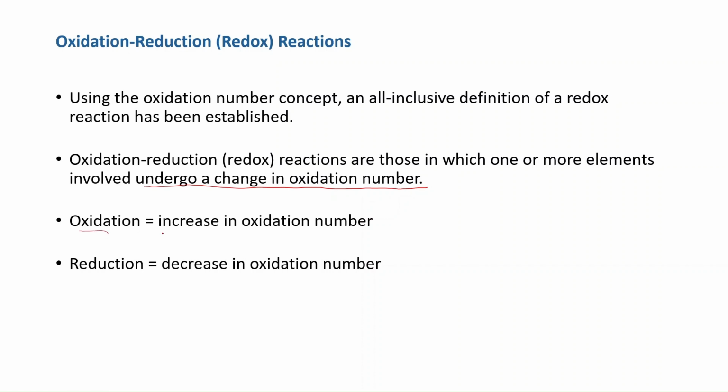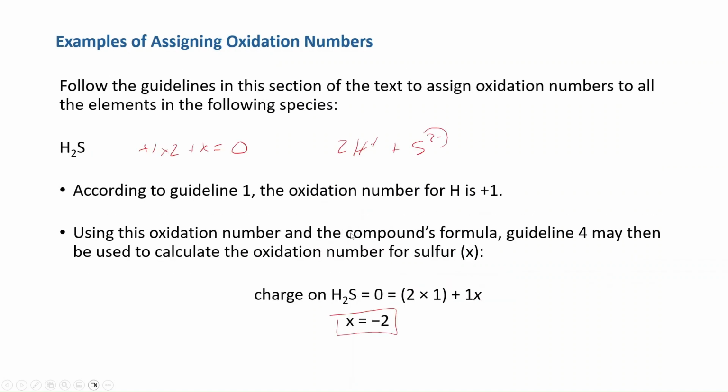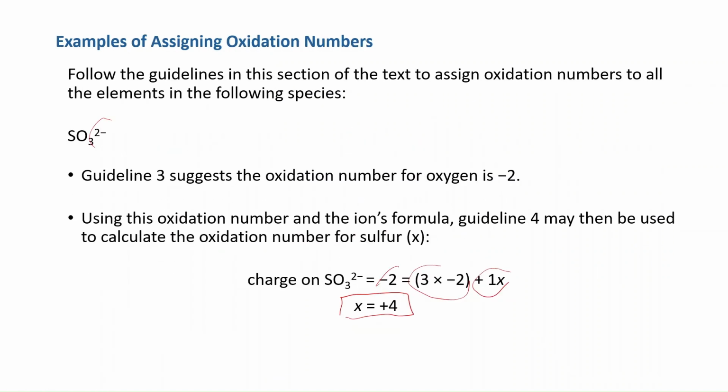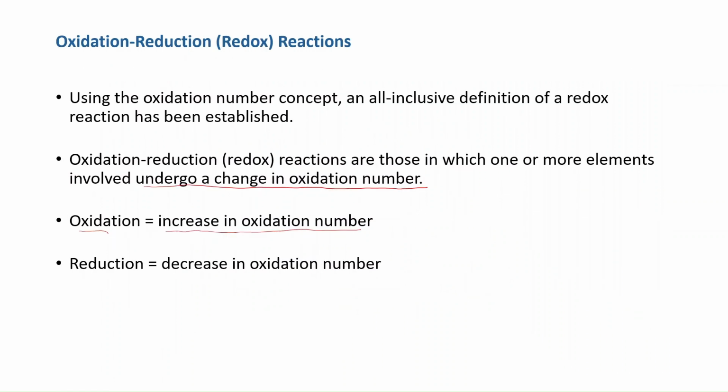Oxidation means an increase in the oxidation number. So remember, we were looking at sulfur goes from minus 2 in here to plus 4. If that was a reaction, sulfur has been oxidized because it went from minus 2 to plus 4. It increased. Reduction means a decrease in oxidation number. And that's easy to remember because in English, this is not chemistry, but in English, to reduce and to decrease mean the same thing. Okay? So that's very easy to remember.